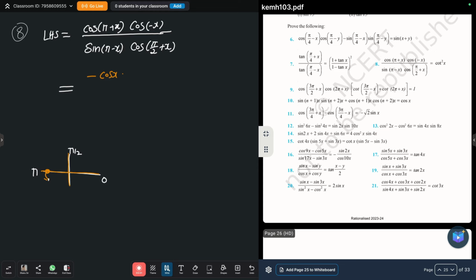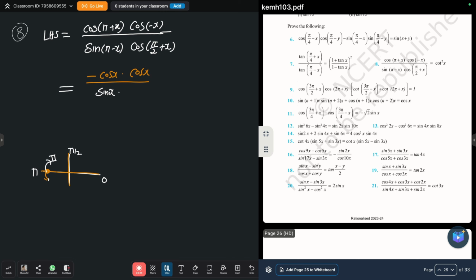And cos(minus x) is plus cos x. So we have a negative sign into cos x upon sin(pi minus x). Again pi here, and minus means clockwise this time. Then you are in the second quadrant. In the second quadrant, sin is positive. So sin(pi minus x) is only sin x.